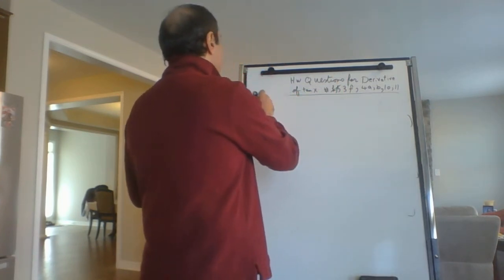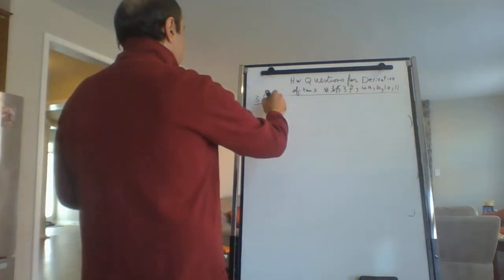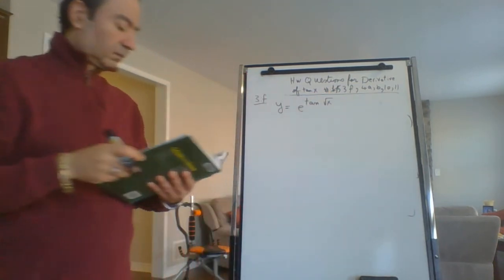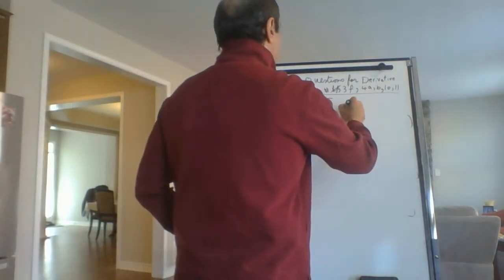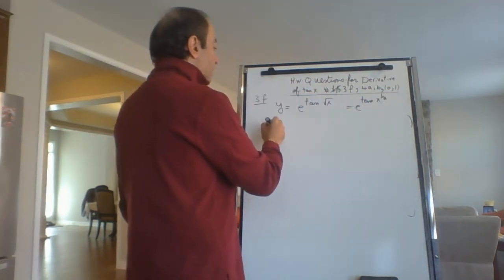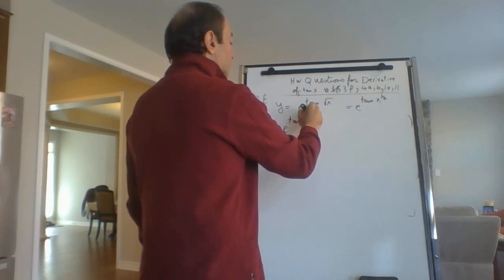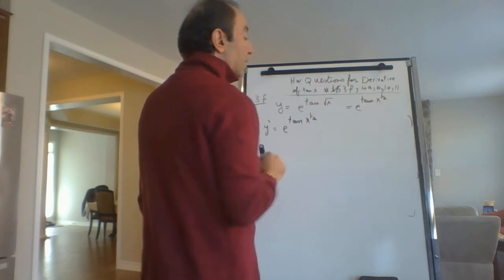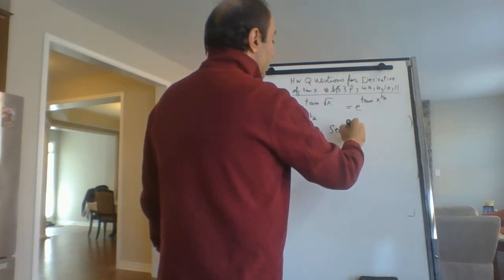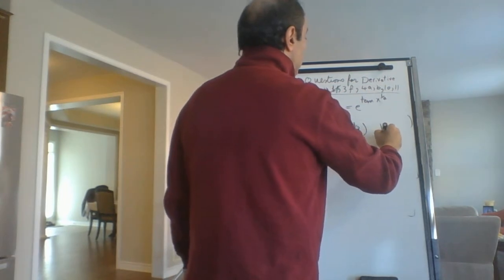So 1F is done. 3F. 3F says y equals e to the power of tan square root of x. I will write this as e to the power of tan x to the power of 1 half. Then I will get the derivative of this, so y prime will equal e to the power of anything. The derivative of e to the power of f of x is e to the power of f of x times f prime of x. The derivative of the exponent here will be secant squared f of x, so x to the power of 1 half, times the derivative of f of x, which is 1 half x to the power of negative 1 half.